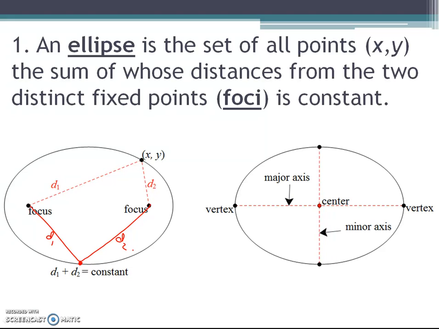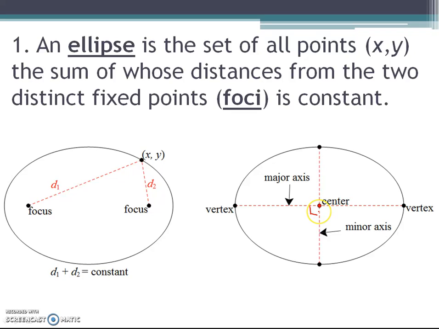Okay? Now, when it comes to points, you can draw a line through the two foci. That's known as the major axis. It's the longer of the two axes. Could be vertical, could be horizontal, depending upon how the ellipse is situated. Perpendicular to the major axis is the minor axis. And the minor axis and the major axis, the axes in general, are perpendicular to one another.